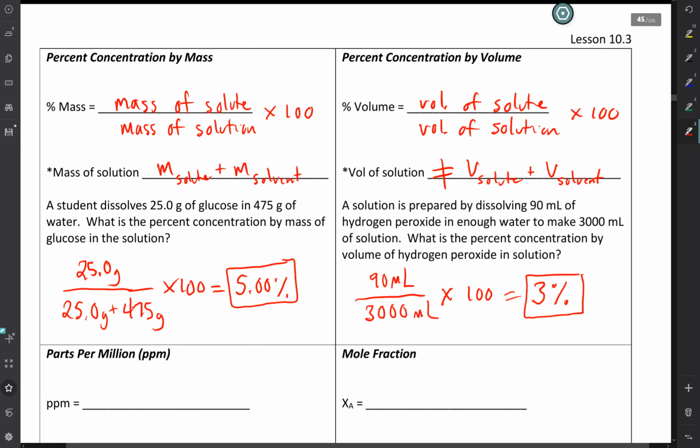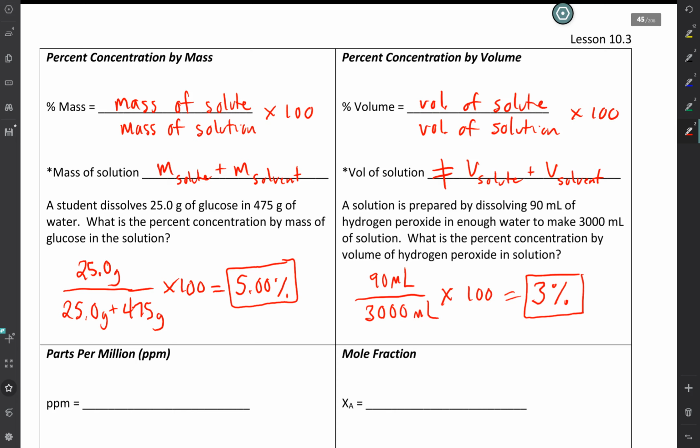One thing to keep in mind as you're trying to calculate things like percent concentration by mass and percent concentration by volume is to be careful with your units. Units are extremely important. They're not just there for decorative purposes. They have real meaning. When you go to find percent mass and percent volume, you want to make sure that you are using the same units in both the numerator and the denominator.